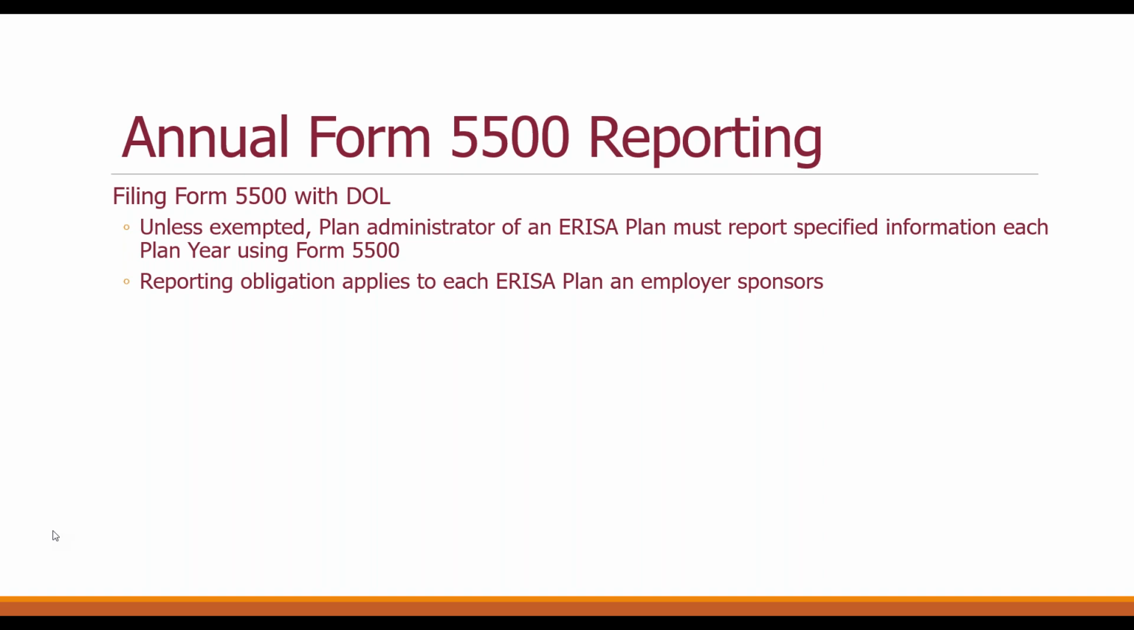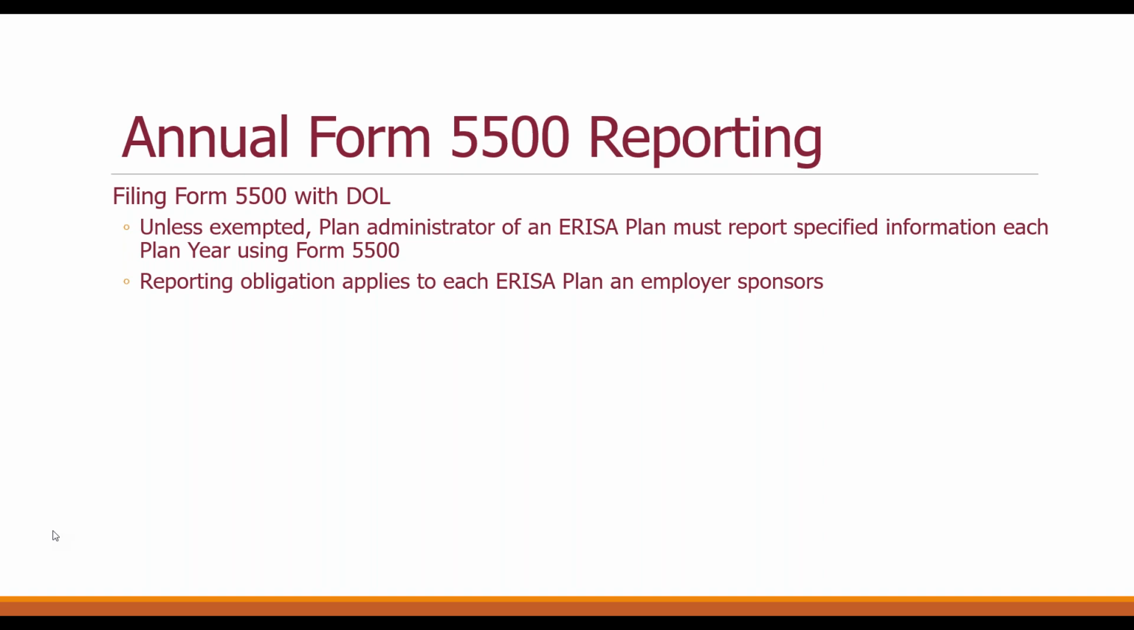It is due the last day of the 7th month after the plan year ends. So again, using a calendar year example, because I suck at math, your calendar year ends 12/31. So the last day of the 7th month is July 31st. So that's pretty easy to figure out. A lot of people have calendar year plans. If not, the math actually is simple even for someone like me to figure out.